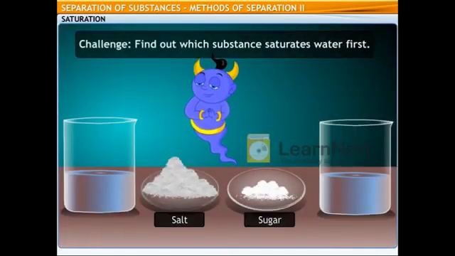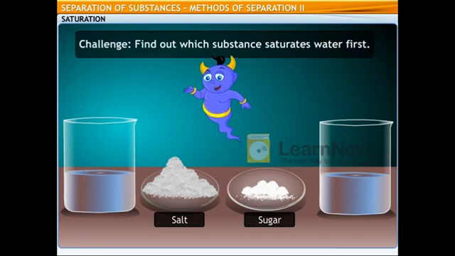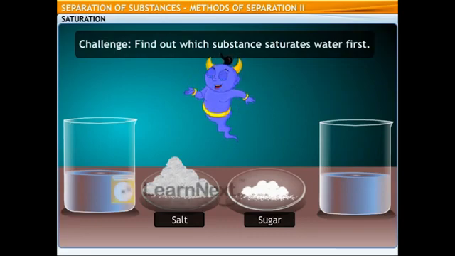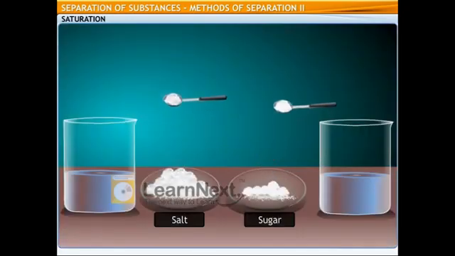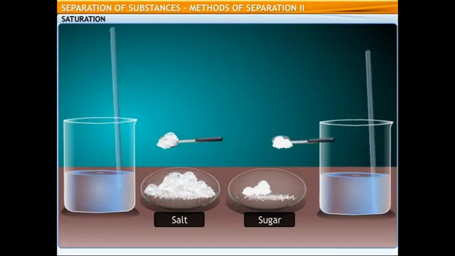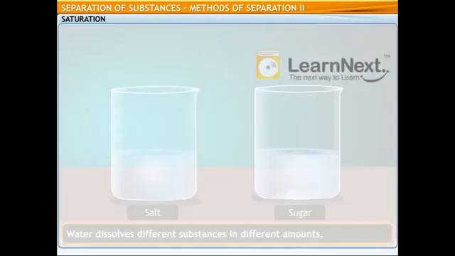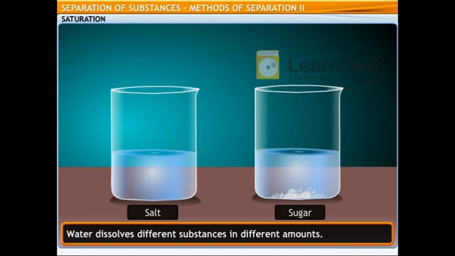Find out which substance saturates water first. For this challenge, we simply have to keep adding a teaspoon each of salt and sugar to the two beakers and see which one stops dissolving first. Looks like both salt and sugar are dissolving in the water right now. Oh, the sugar has stopped dissolving in the water. So sugar saturates water before salt. The same amount of water will allow more salt to be dissolved in it than sugar.